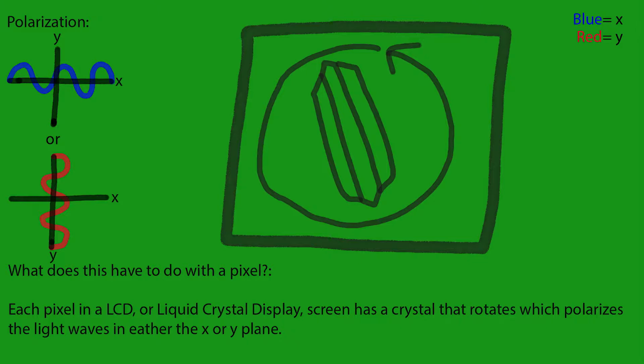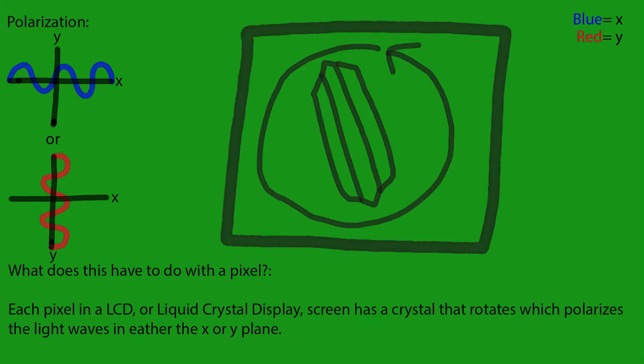Well, it has to do with pixels. Now, a pixel is a tiny fluorescent lamp switched on or off electronically using liquid crystals to rotate polarized light. Now, you may be asking yourself, what does this have to do with a pixel? Well, each pixel in an LCD screen, or a liquid crystal display, has a crystal that rotates, which polarizes the light waves in either the X or Y plane.